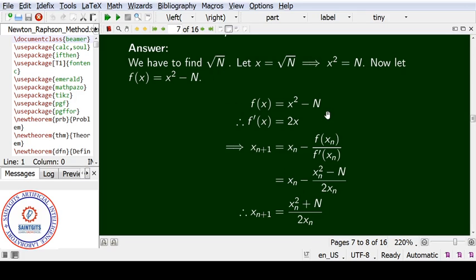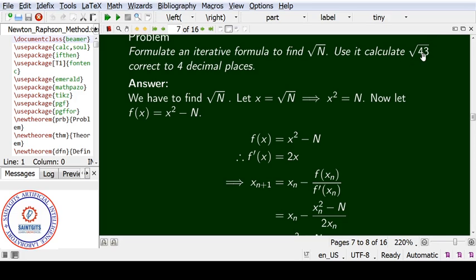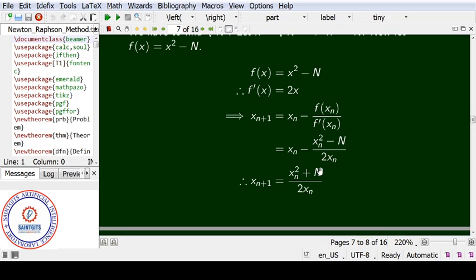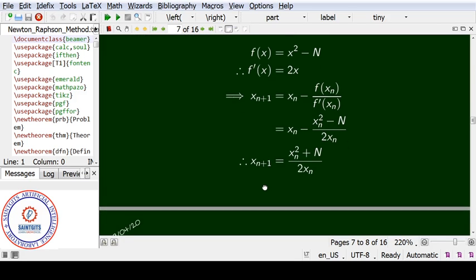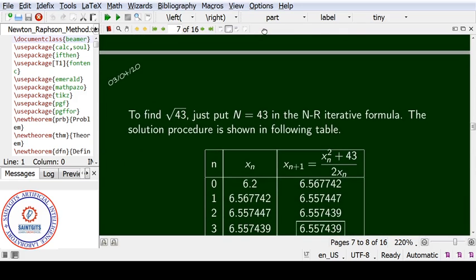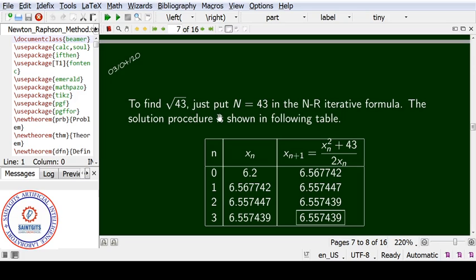Okay. Then to find the next part, that is the square root of 43. You have to calculate the square root of 43. So n is equal to 43 here. So we replace n with 43 in this expression and we form a table to find an approximate solution using the iterative formula. To find the square root of 43, just put n equal to 43 in that Newton-Raphson iterative formula. That is, this n is replaced by 43 here. Then the table contains 3 columns: n, that is the iteration, x, the current value of approximation, and the next approximation of x, that is xn plus 1.